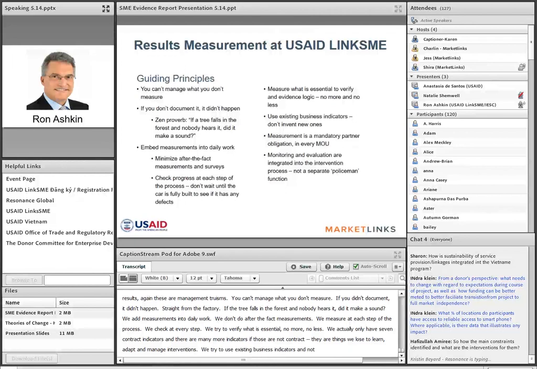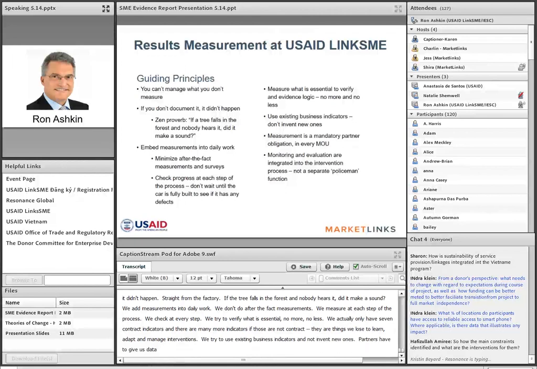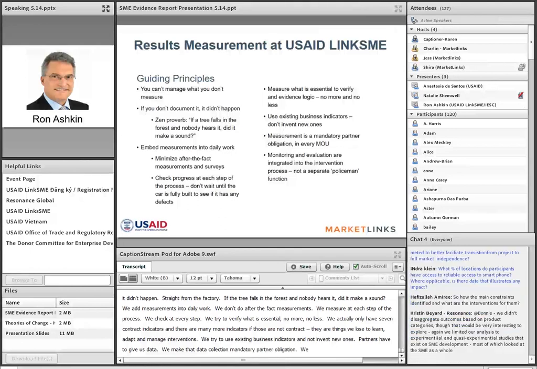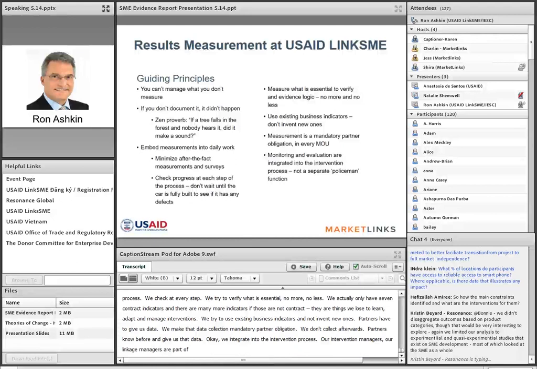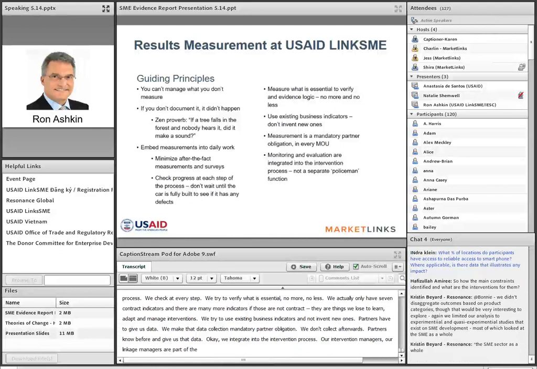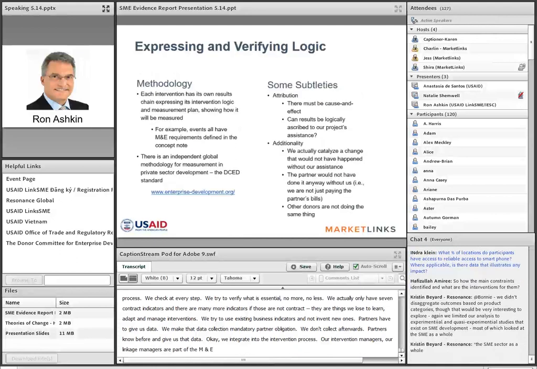We try to use existing business indicators and not invent new ones because our partners have to give us the data. And we make that data collection a mandatory partner obligation. So we don't go out and collect afterwards. Partners know beforehand that part of the deal is they have to give us data. And we integrate M&E into the intervention process. Our intervention managers, our linkage managers, are part of the M&E process. We don't use our M&E department as a policeman that comes in afterwards.